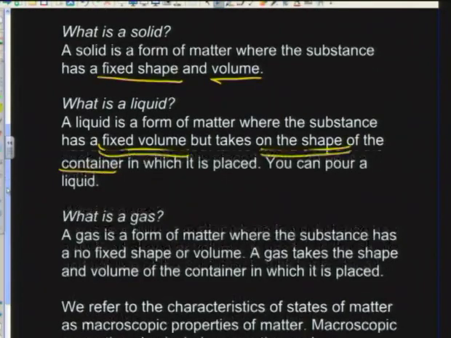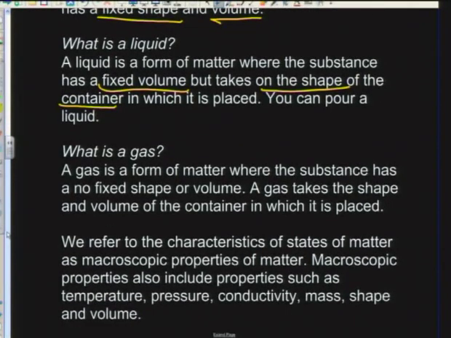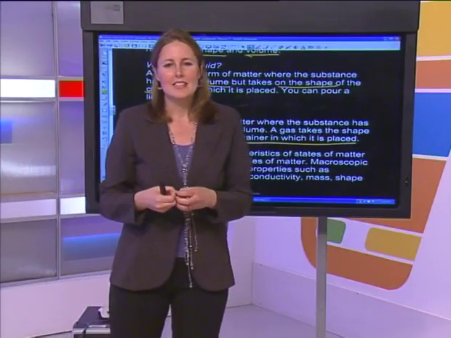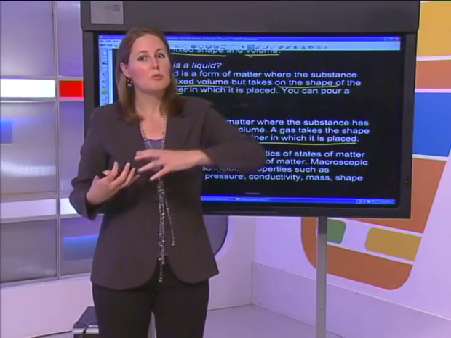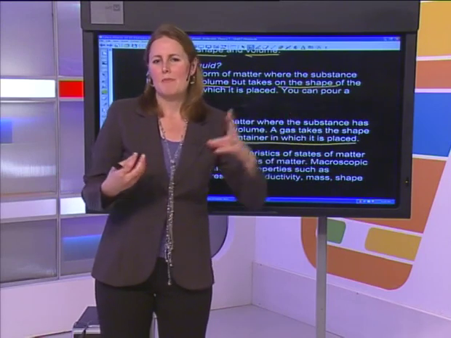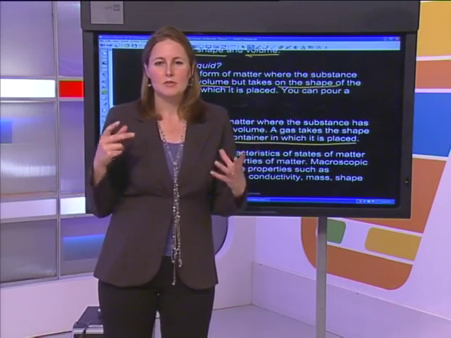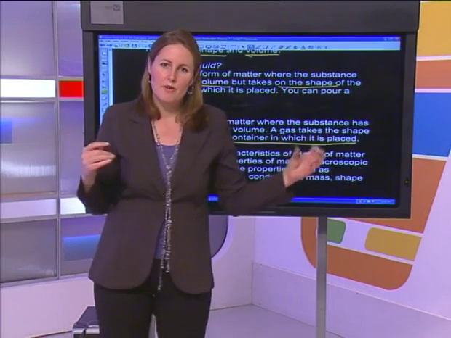What about a gas? Well, a gas is a form of matter where the substance has no fixed shape or volume. The gas takes the shape of the container in which it is placed. So it would fill the space. And here you could think about something evaporating and spreading throughout the room. Maybe you can think of some scents or fragrances that would spread throughout.